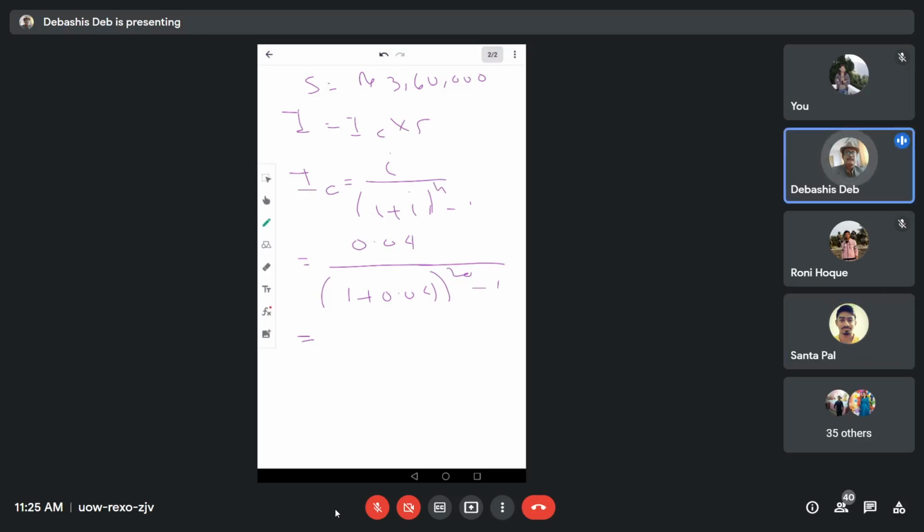IC is the coefficient of sinking fund. I equal to IC into S. If you have not written, just write down: IC equal to coefficient of sinking fund, so that I equal to IC into S. S is the requirement of sinking fund. IC is the coefficient of sinking fund. Multiplying this, I'll be getting annual estimate of sinking fund.